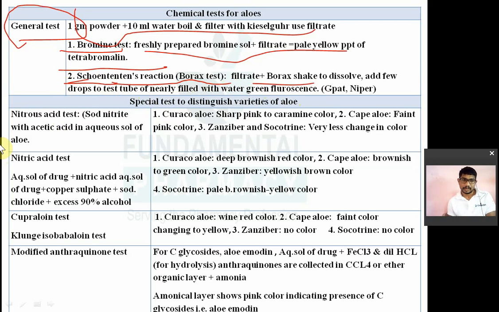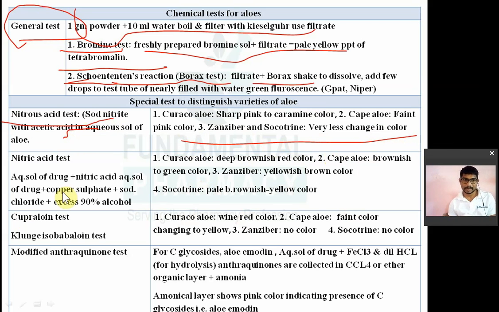That is known as a borax test. Different varieties of aloe will give you different results, for example in the nitric acid test, sodium nitrate with acetic acid in presence of aqueous solution of aloe vera. Curacao aloe will give you a sharp pink color or caramel color, then Cape aloe will give a different color. These are not much important. Curacao aloe will give you pink color or caramel color. Cape aloe will give you pink or paint color. Zanzibar and Socotra aloe will give very little change in the color.